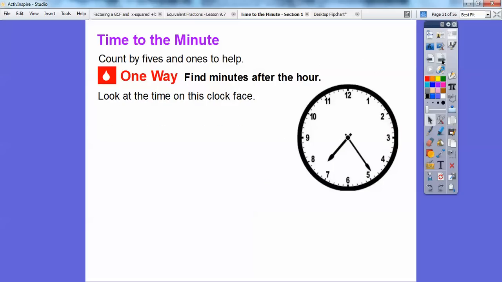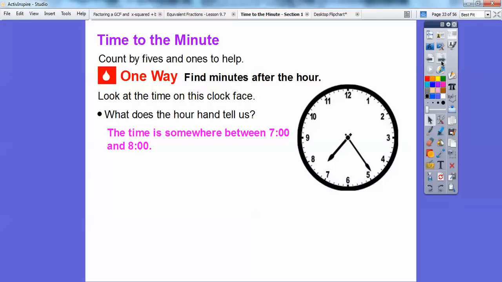And have a great time. Okay, so here we're going to count by fives and ones to help find the time right here. So we're going to find minutes after the hour right here. So this is not exactly on the five. So look at this time on the clock. And then what does the hour hand tell us? Well, the hour hand tells us it's sometime between 7 and 8. So it's 7 with some minutes past that. So the time is somewhere between 7 and 8.